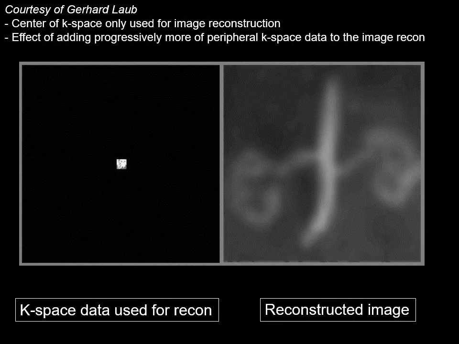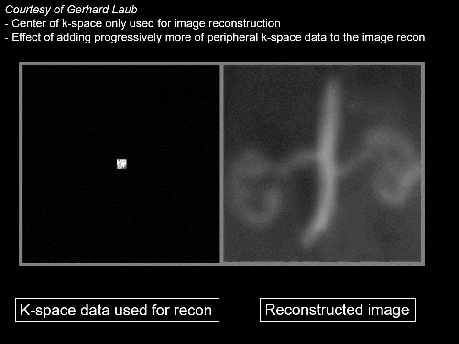In this slide, I'm going to do the opposite reconstruction. I'm going to start with the data in the center of K-space and reconstruct towards the periphery. I did not have a good example of this for any of the head imaging that I've done, so Gerhard Lab kindly lent me this image. It's a reconstruction of the aorta, renal arteries, and the kidneys.